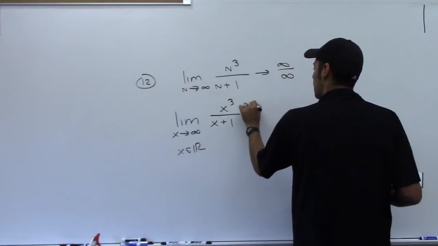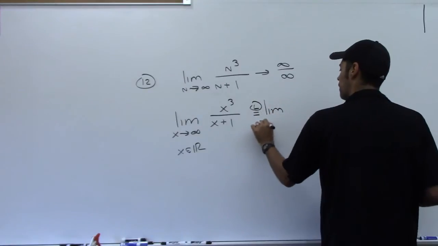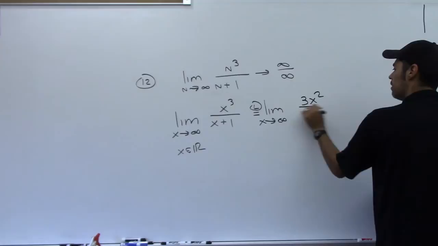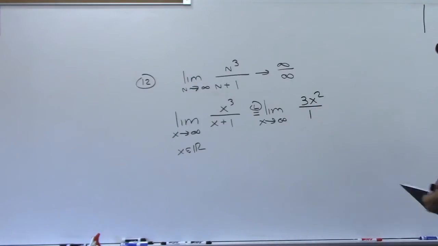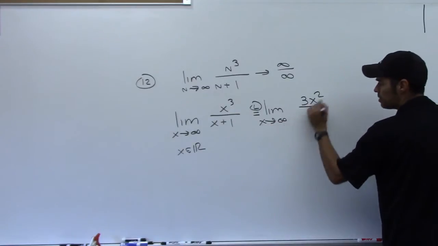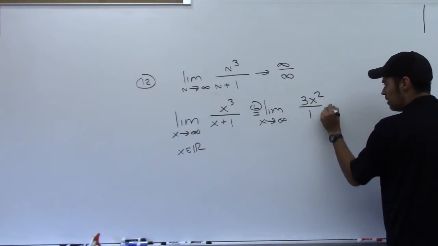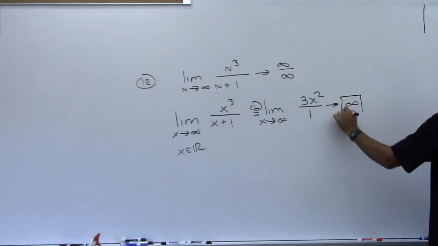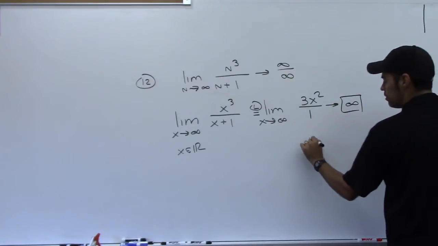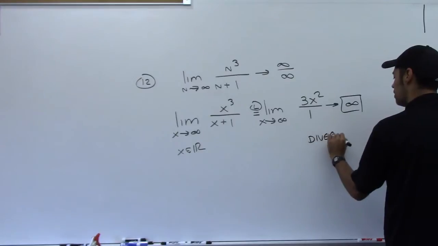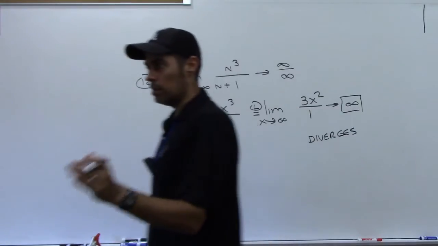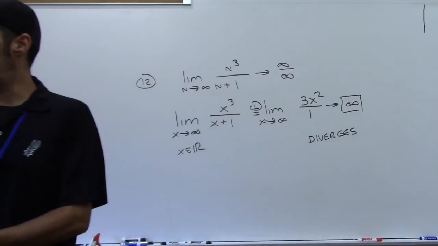I'm going to apply L'Hopital's rule. Derivative of the top is 3x squared. Derivative of the bottom is 1. And now we get something a little different than what we've seen before. As x gets bigger, the top gets bigger, the bottom is just 1. So this is headed to infinity. And there's nothing else you can say about that. It's getting huge. So what we say is that this diverges. It's got to head to a specific number for us to say it converges.